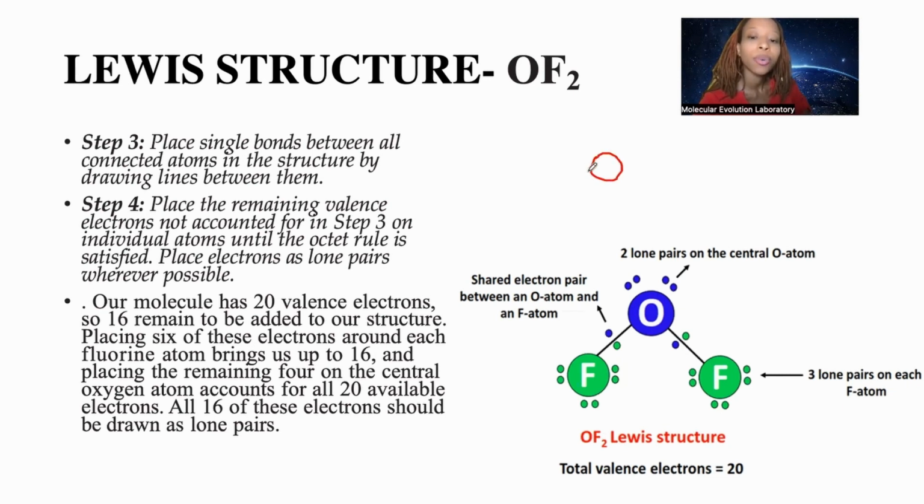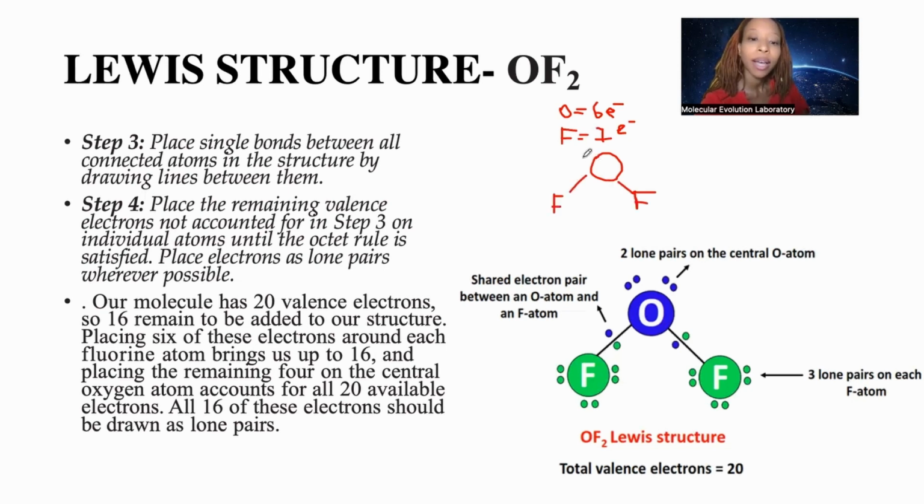Then you would identify the valence electrons. In this case, it would be 6 for oxygen, and for fluorine, it would be 7. So for oxygen, it would be 6. For fluorine, it would be 7. So you would place the single bond between the connected atoms. So this would be 2, 4.